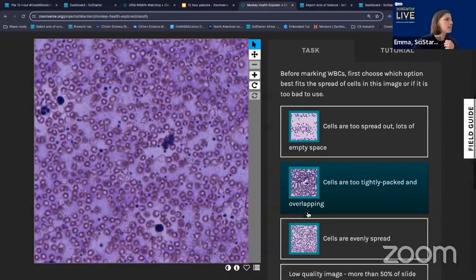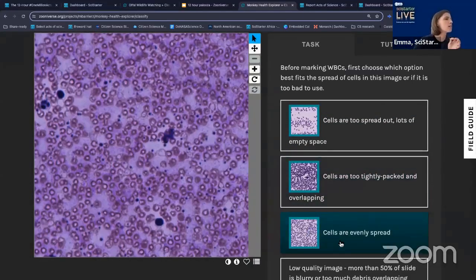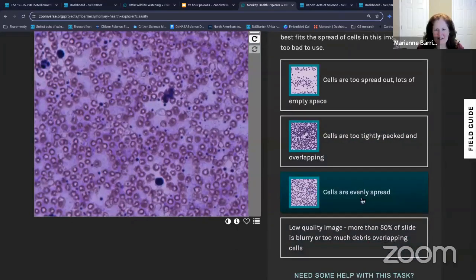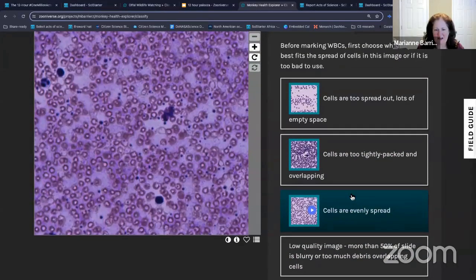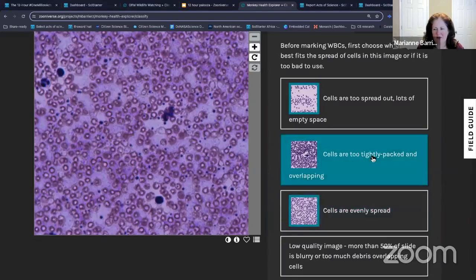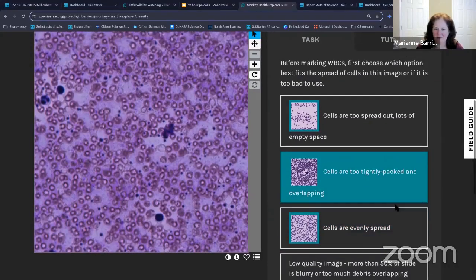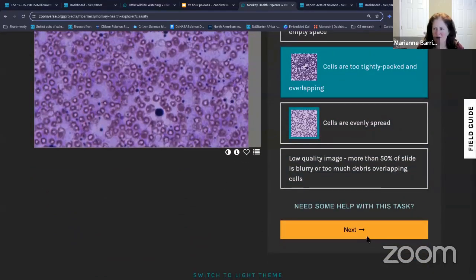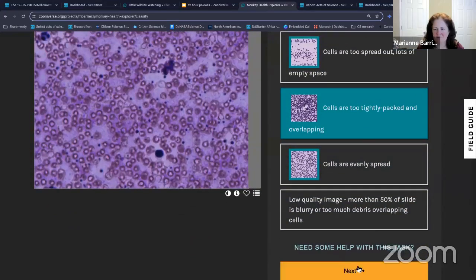Ooh, this one looks evenly spread, but it is harder to see. So I wonder, is it actually evenly spread? It is harder to tell because it's not the greatest one as far as staining, but I do see some overlaps. I would go ahead and say that it's tightly packed overlapping because it's also a little iffy on quality. So it would make it harder for the program to count the reds.